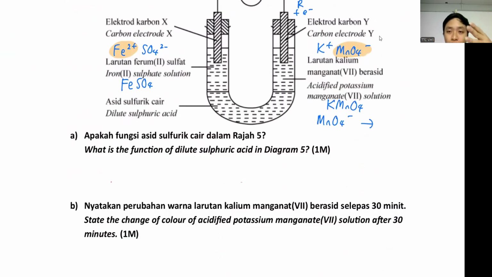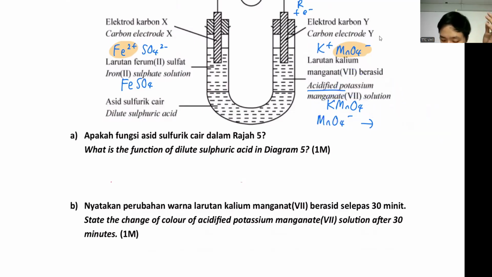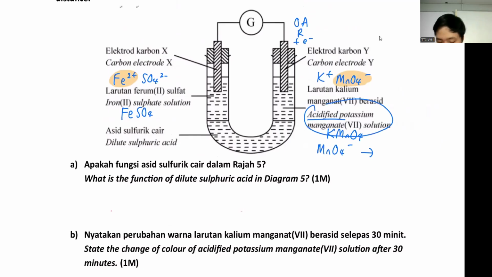Now, acidified means acidic. It means this is not pure KMnO4. They mix in a little bit of sulfuric acid. Actually, normally they use sulfuric acid. So the whole thing contains, other than these two ions, a little bit of H+ and SO4 2-. But of course, this ion is not so important, because the important one is the hydrogen ion.